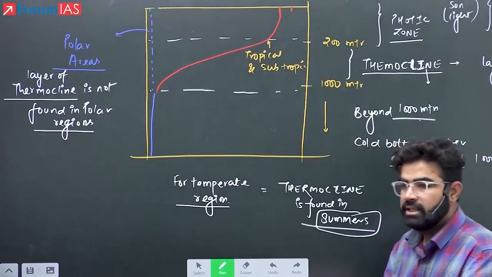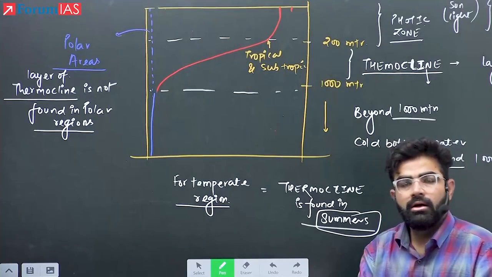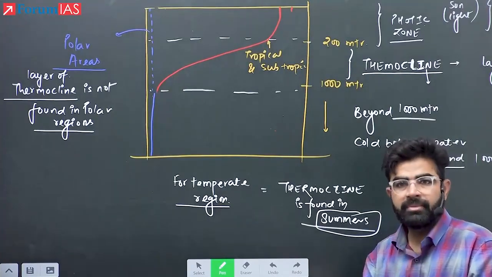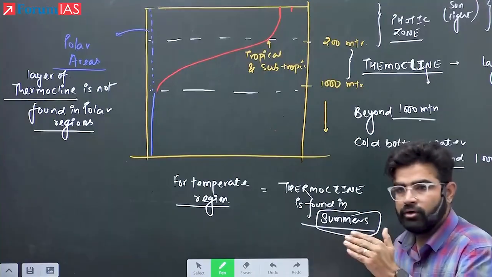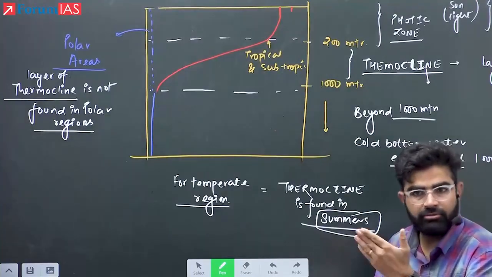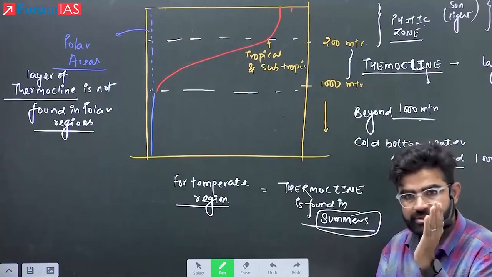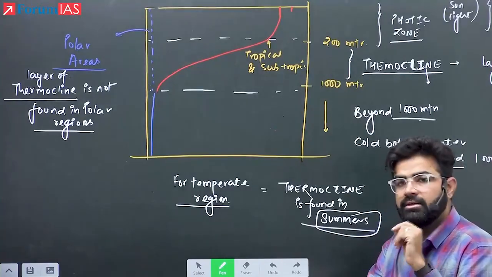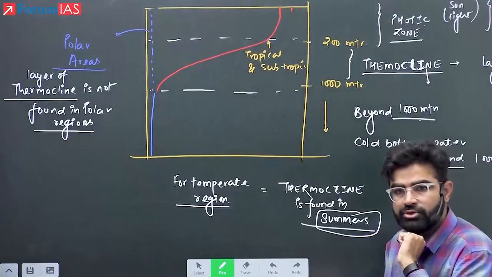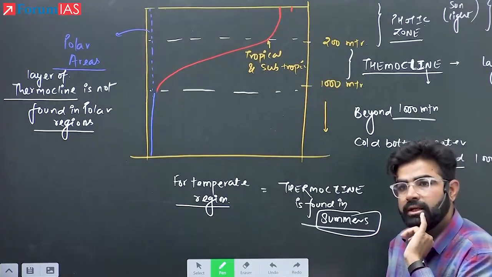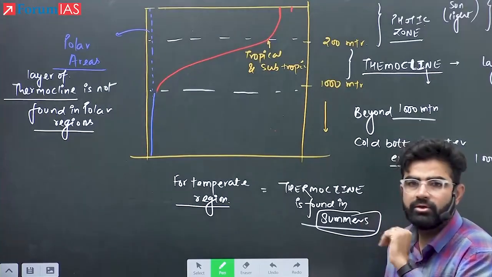Now, a very simple question I'm asking. This is all the story of the temperature. We are finished with the temperature. Questions from the temperature in the prelims you can obviously get from the factors and from the distribution of the temperature. In the mains, they can ask you what are the factors which can influence the temperature of the oceanic water and how they are important for the general regulation. This could be the question, right?